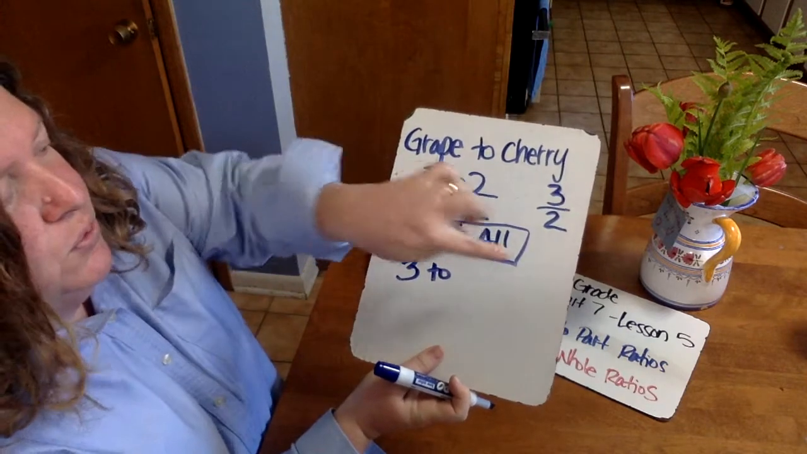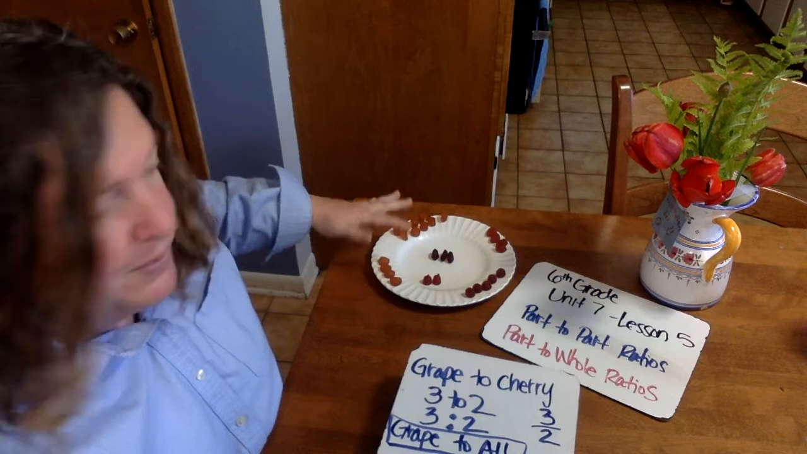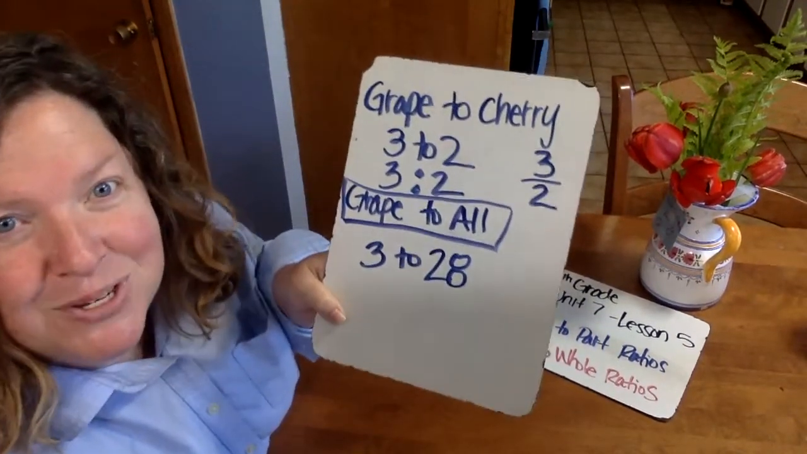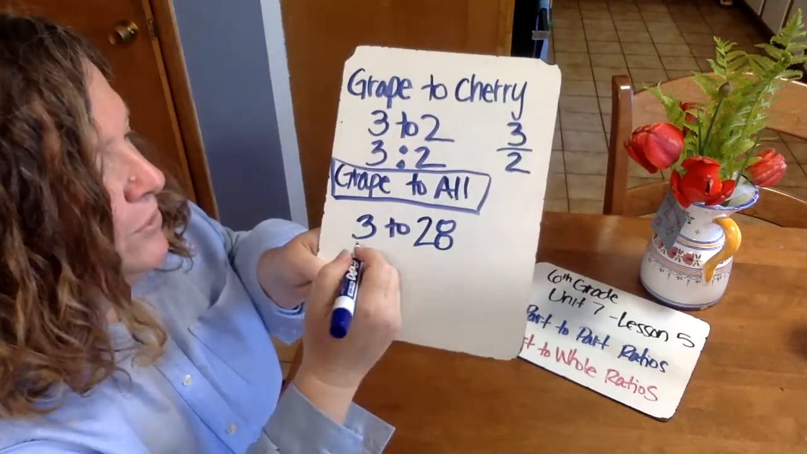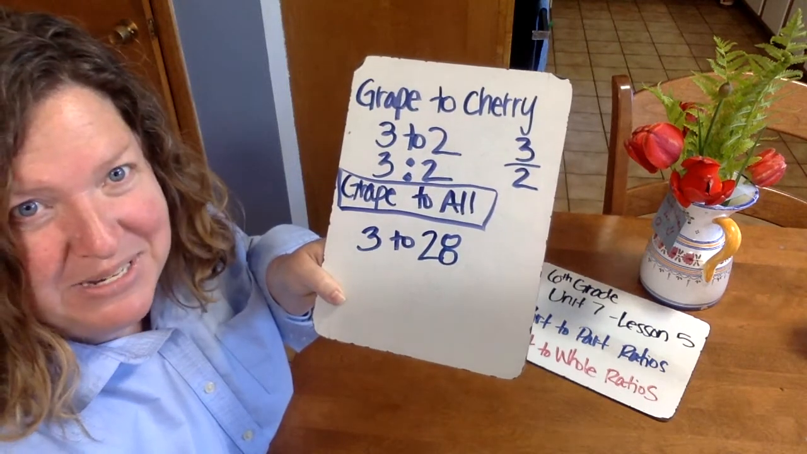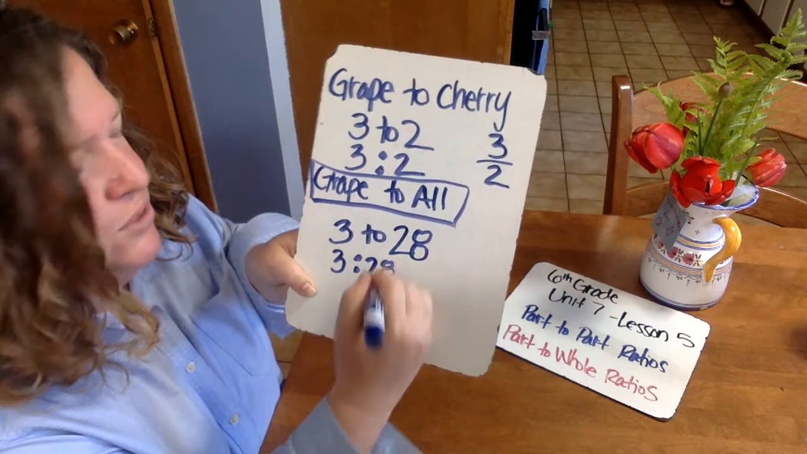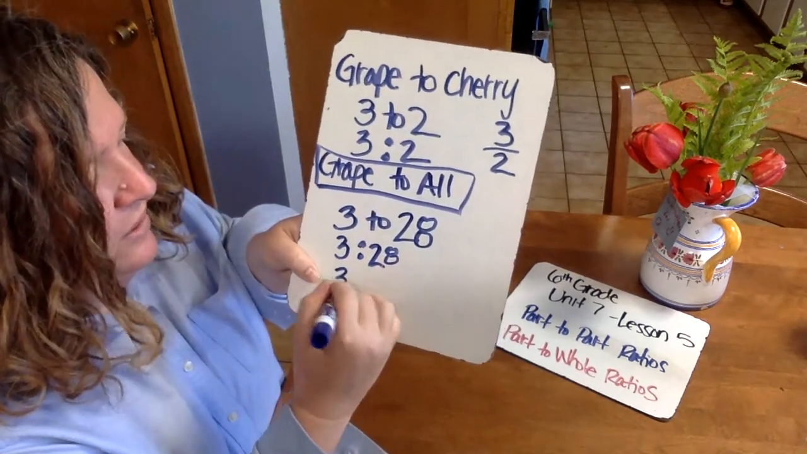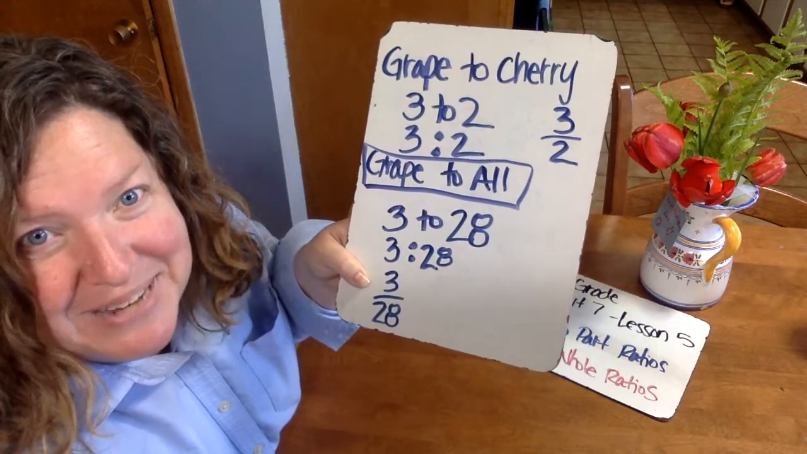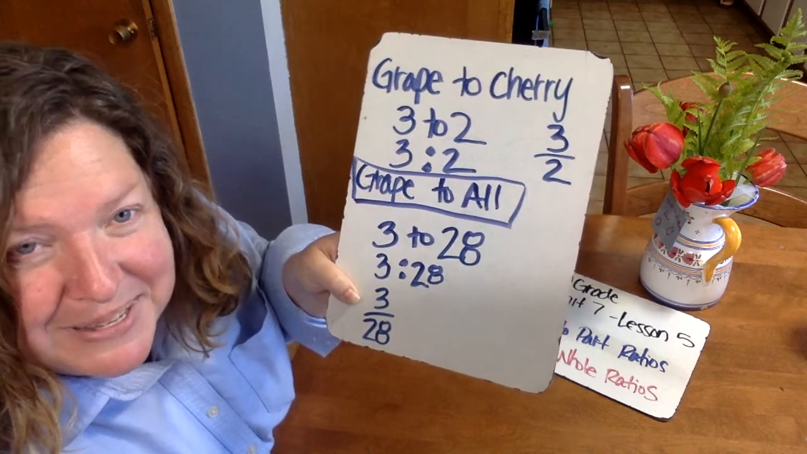because it's grape to all. But to get the all, we have to know how many are on the plate. Well, I don't actually know that, so I'm going to pause for a second and count. All right, so there's 28. So only 3 out of 28. 3 to 28. And oftentimes we would use the words out of there too. Only 3 out of all those 28 are the ones that I really like best.